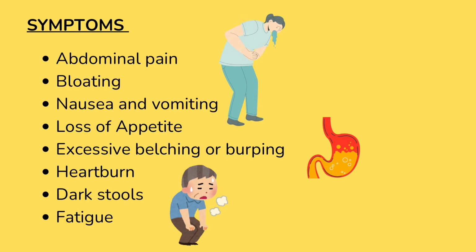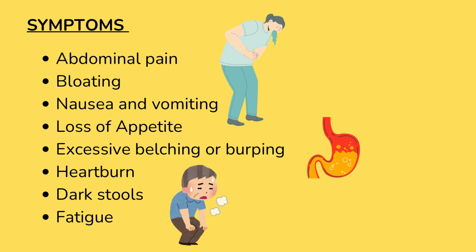Symptoms of Helicobacter pylori infection include abdominal pain. This is commonly felt in the upper abdomen region and the pain worsens when the stomach is empty. Bloating. A sensation of fullness or swelling in the abdomen, often after meals. Infection also causes a persistent feeling of nausea that leads to vomiting. Another symptom is loss of appetite.